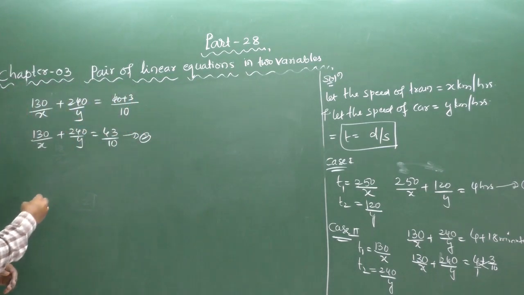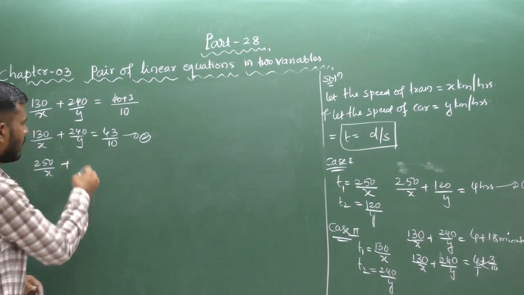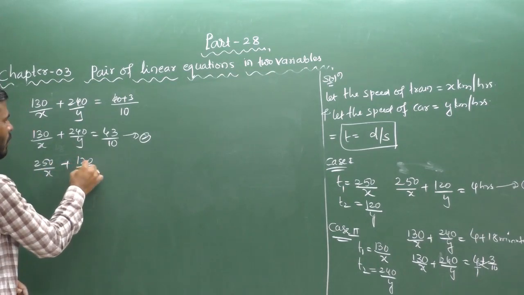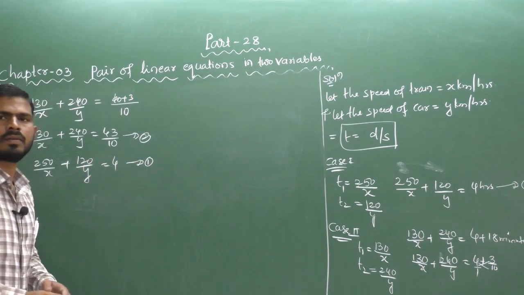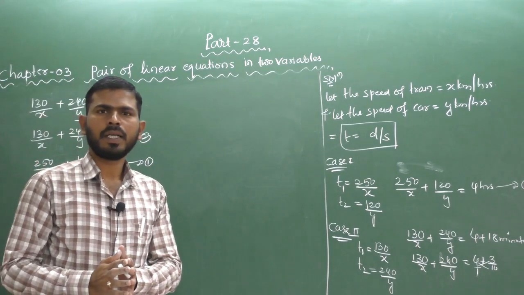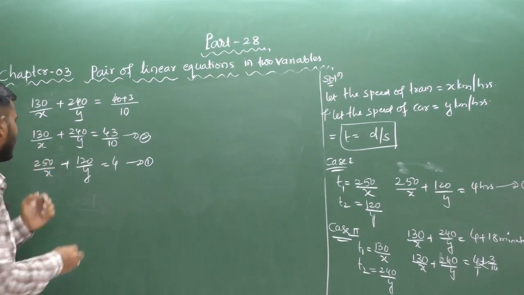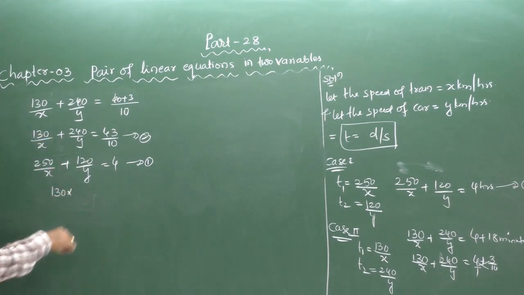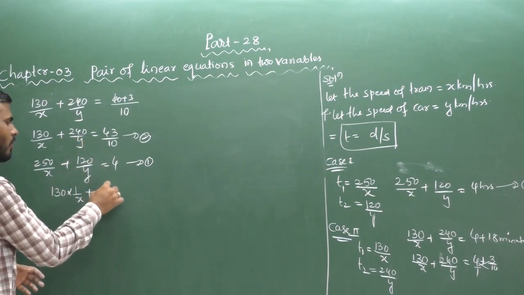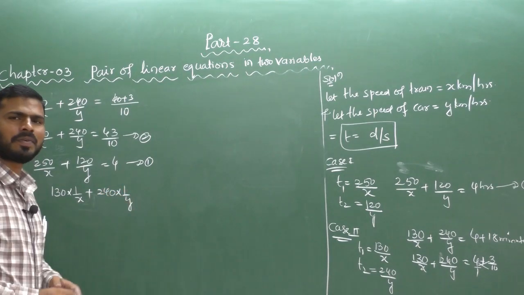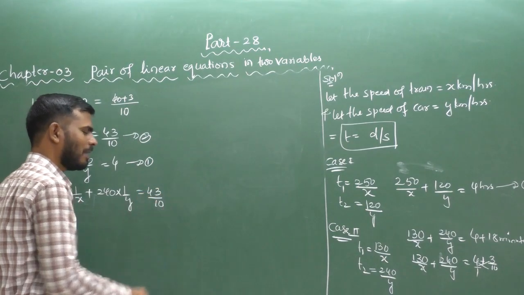This is the first equation and this is the second equation. Comparing the first and second, the first equation I am writing here: 250 divided by x plus 120 divided by y equal to 4. This is the equation number 1. Now to compare equations 1 and 2, you have to use the reducible method. We can write 130 into 1 by x plus 240 into 1 by y equal to 43 divided by 10.